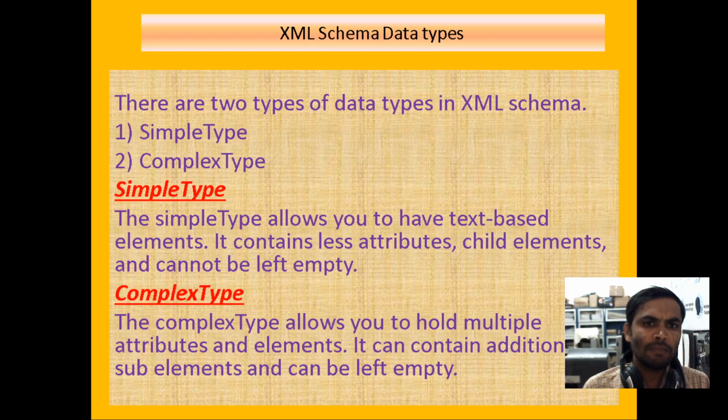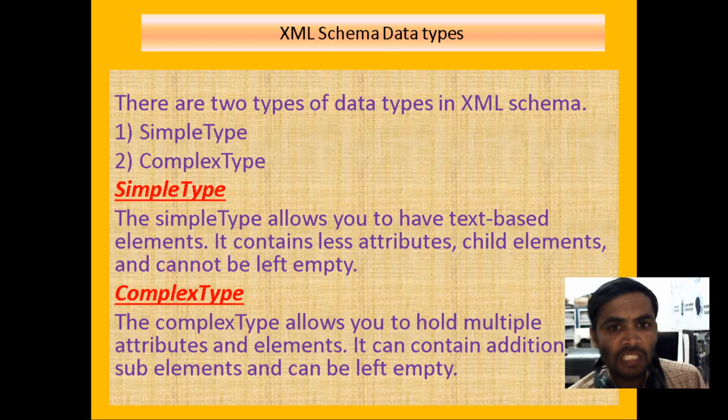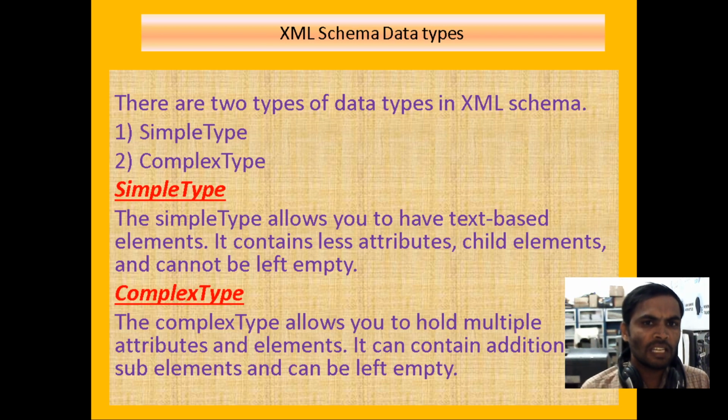Under the XML schema, we have predefined data types. There are two types of data types under the XML schema: simple type and complex type. What is simple type? Simple type allows only text-based elements. If you want to represent a simple type, we should allow only a text-based element.